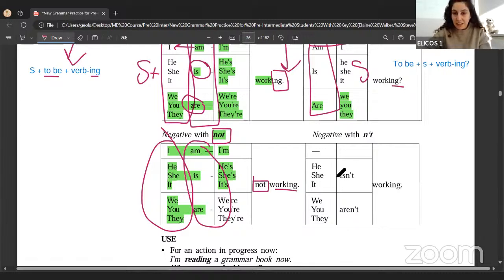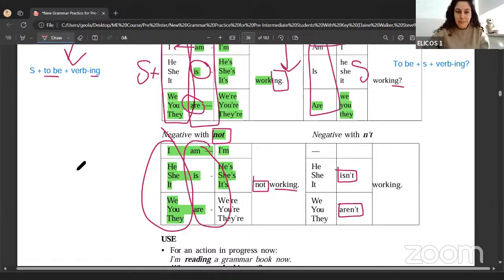And we can also connect the verb to be with the negative. So it could be, he isn't working today. My husband isn't working today. Or it could be aren't. We aren't going to the movies today. We aren't doing something.